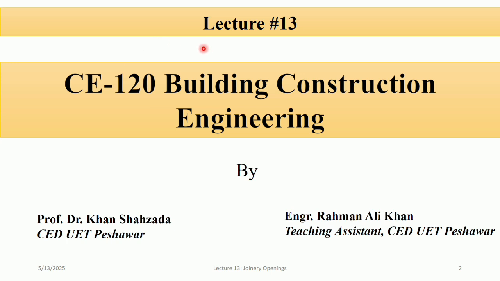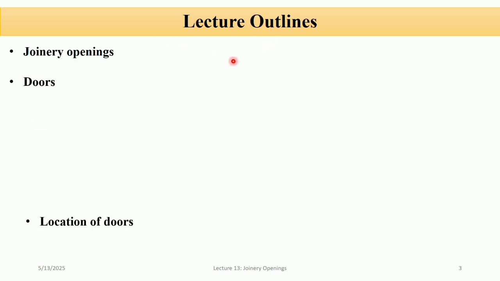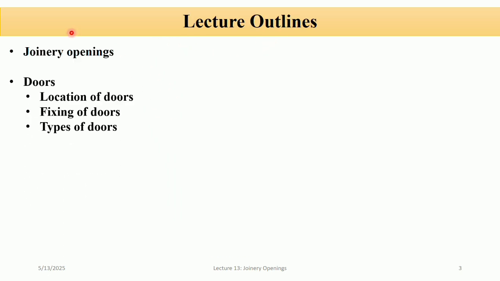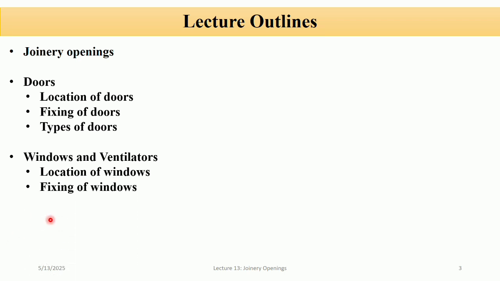Let's start the part B of lecture number 13. So, in part A, we covered the joinery opening, and joinery opening we covers only doors. So, in part B of this lecture, we will discuss window and ventilators. In this, we will discuss what is the best location for window and fixing up window and types of window, and last we will discuss which material used for a joinery.